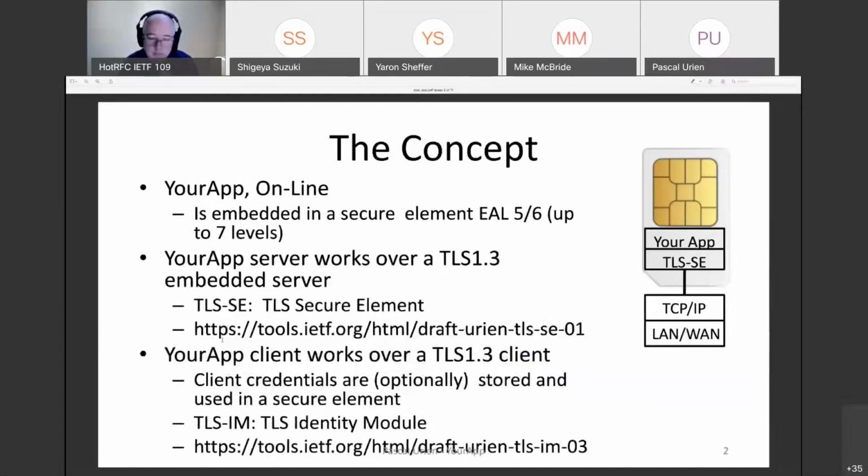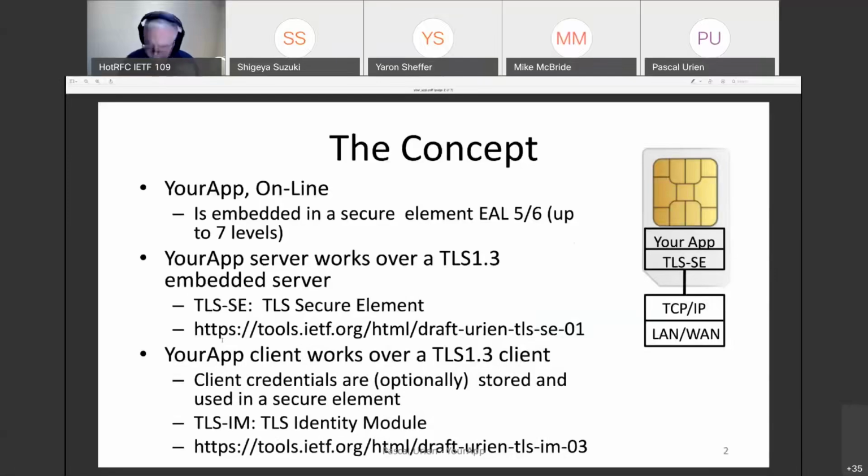TLS-SC stands for TLS Secure Element and is described by an IETF draft. Your app client works over a TLS 1.3 client, which means that client credentials are stored and used in a secure element. TLS-IM, which stands for TLS Identity Module, is described by an IETF draft. You see on your right your app working over a TLS 1.3 embedded server over an external TCP/IP interface.